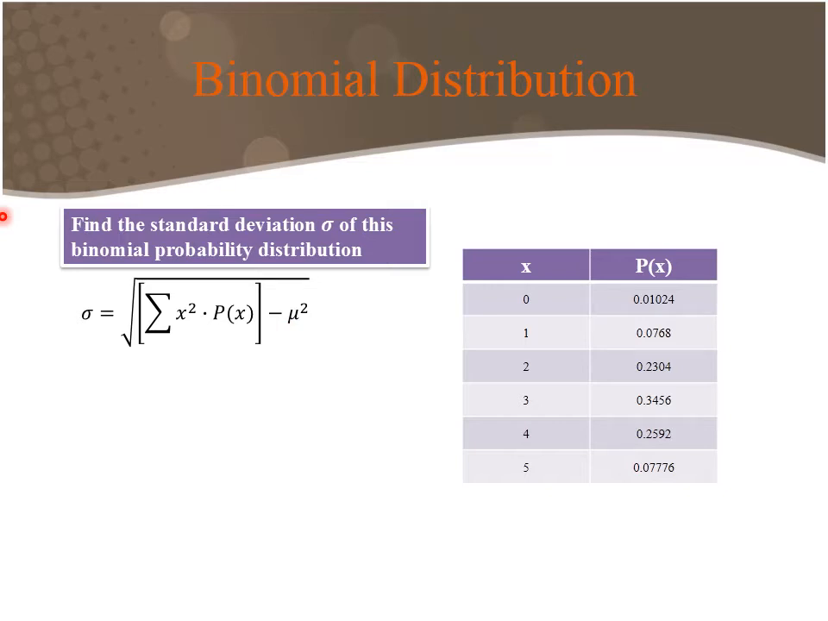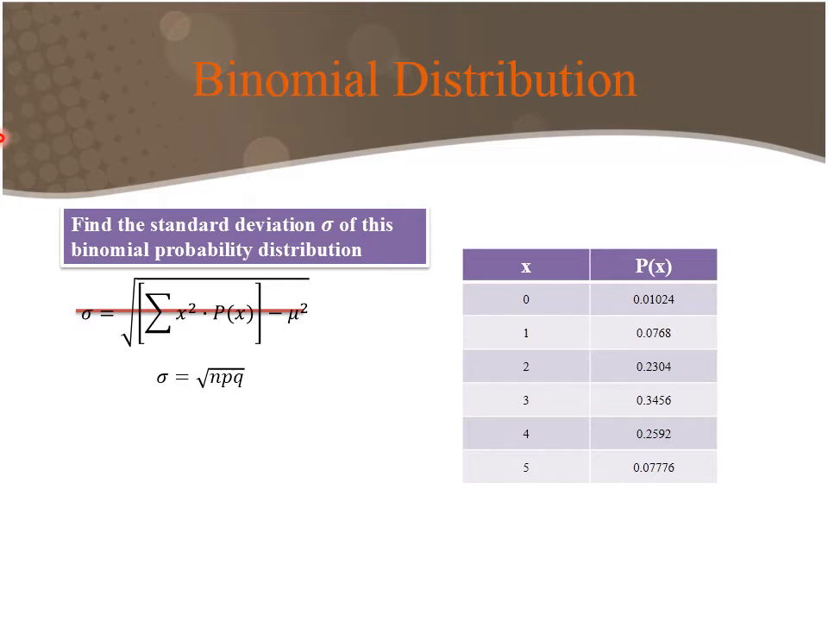However, if we know that this is a binomial probability distribution and not just any old probability distribution, we have an easier formula to calculate the standard deviation. That is, it will be the square root of the number of trials times the probability of a success times the probability of a failure, or again, 1 minus the probability of a success.